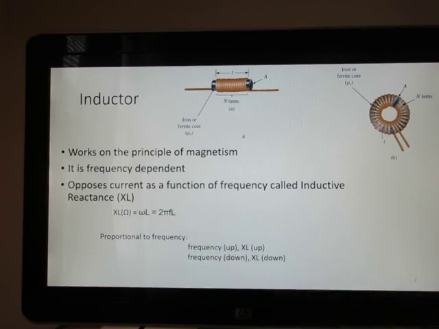times the value of the inductance. So as frequency goes up, X sub L goes up. It's directly proportional. As frequency goes down, X sub L goes down. And commonly a choke inductor is used to block higher frequency of alternating current in a circuit, but it'll still allow the low frequency or direct current in that circuit to pass. That's the use of a choke.